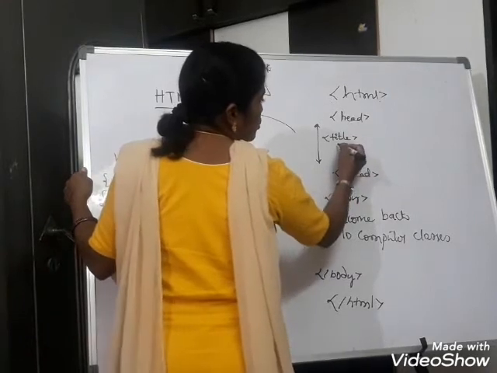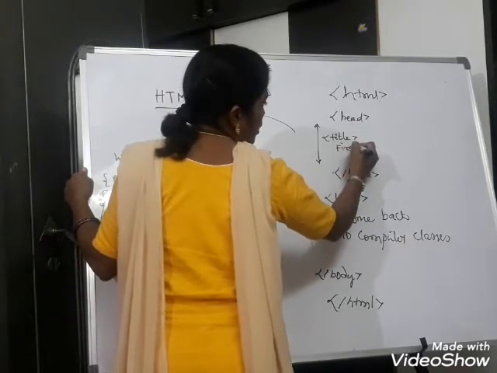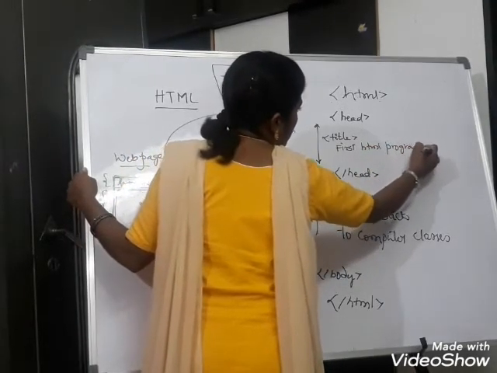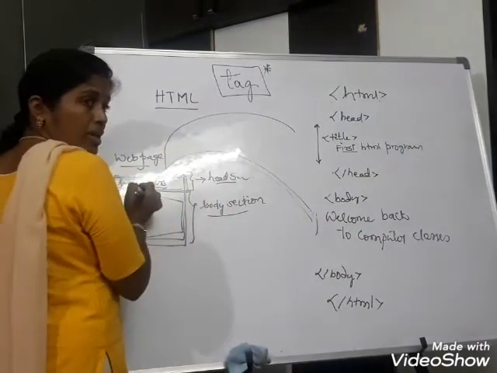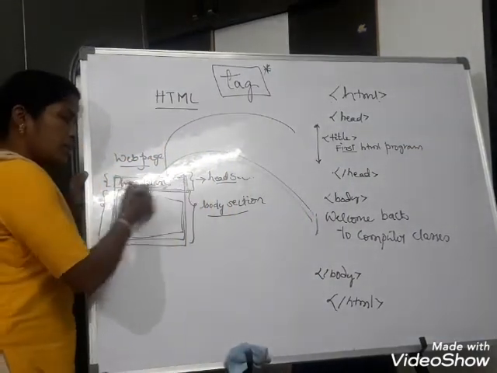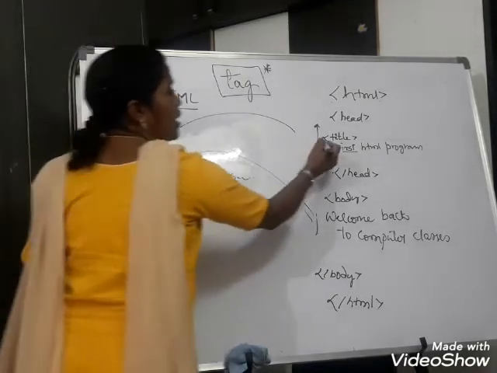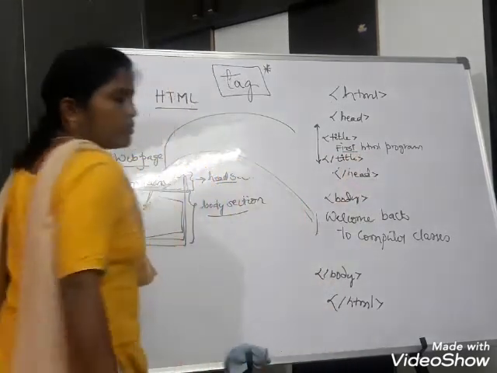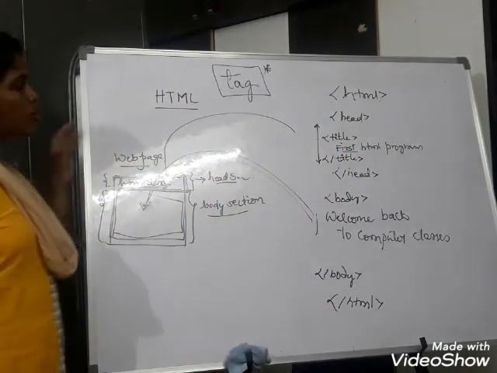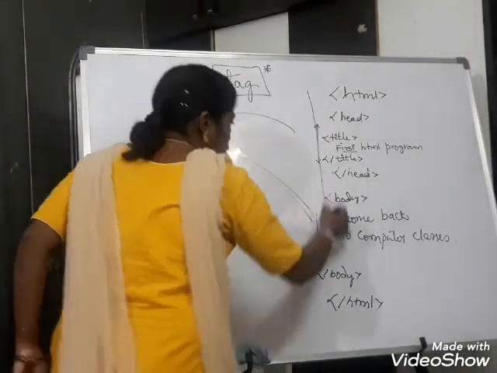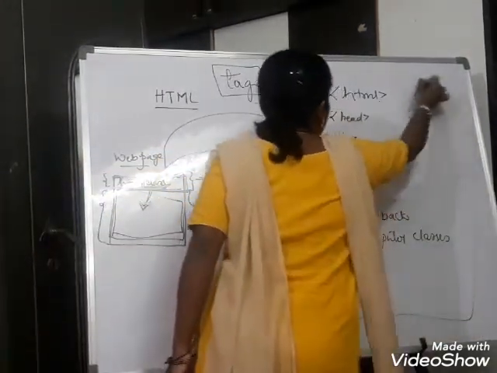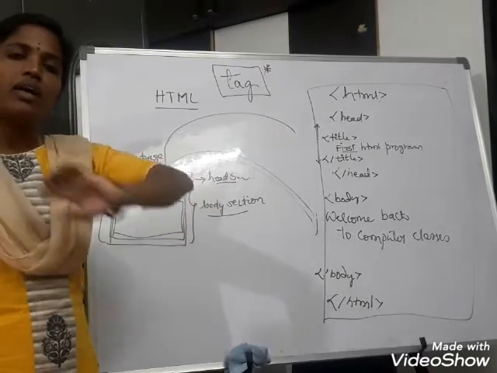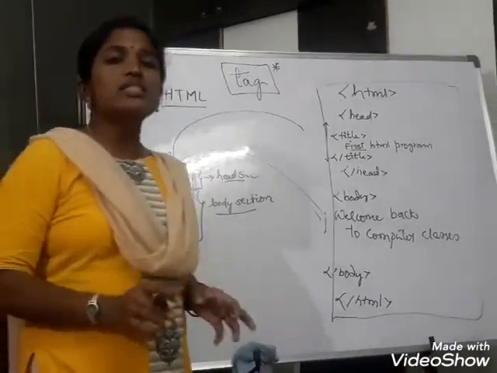Title is the tag. So first, HTML program. So this is displayed onto the head part, and for every opening tag there requires a closing tag. Right? So simply this is the structure of your HTML file. Every HTML file starts with the HTML tag, and for every opening tag there is a closing tag.